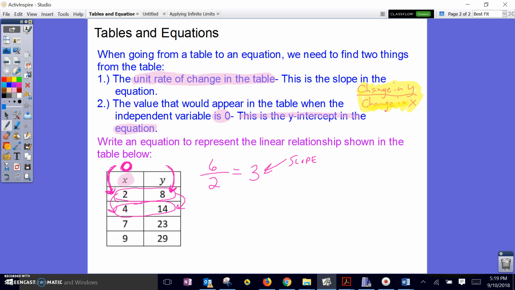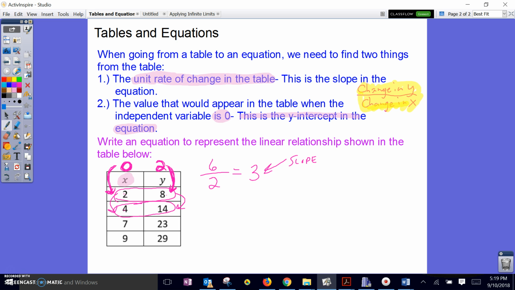Since my y value increased by 6 as I went from where x is 2 to where x is 4, my y value will decrease by 6 as I go from where x is 2 to where x is 0. And so my y value there would be 2.